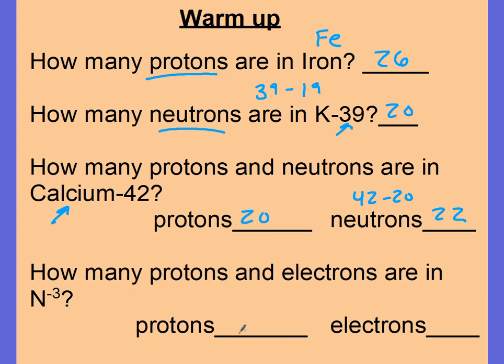For the last one, my protons never change, so the atomic number of nitrogen is 7. And if it's a -3, that means you gained 3 electrons. So you have 10 electrons. Notice I have more negative than positive, so that gives me an overall negative charge.